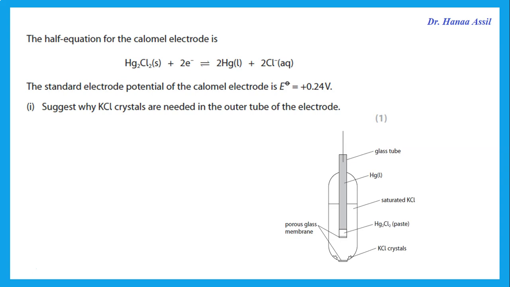Just why are KCl crystals needed in the outer tube of the electrode? Well, let's look. What is the electrode made of? It's made up of saturated potassium chloride. So in order to keep it saturated, I need to have some crystals down there. So we have crystals to keep the solution saturated with chloride ions.